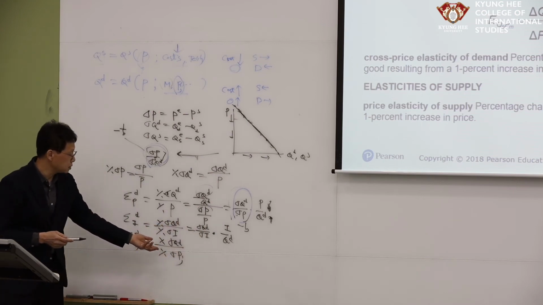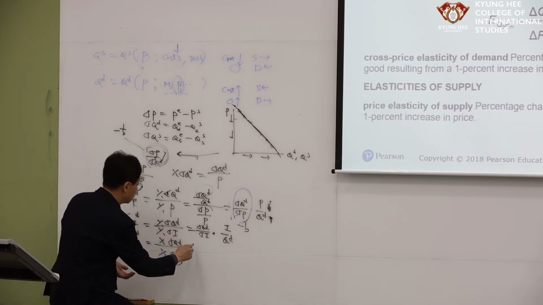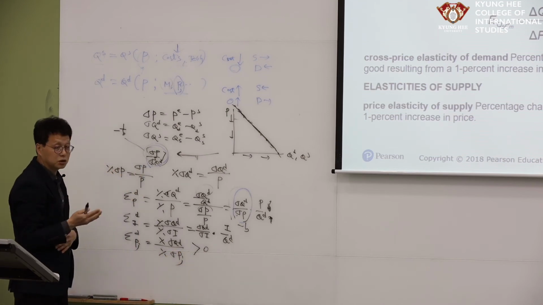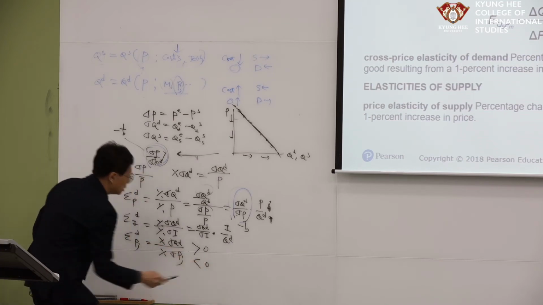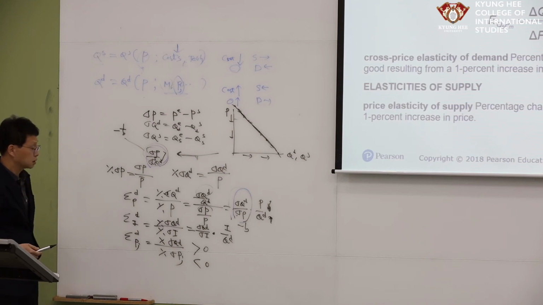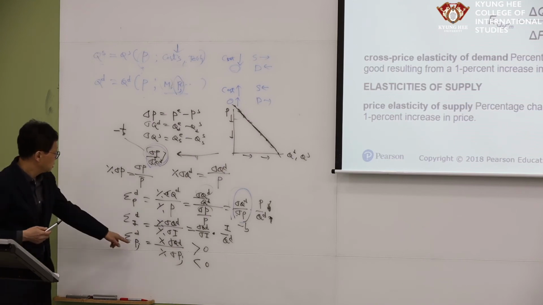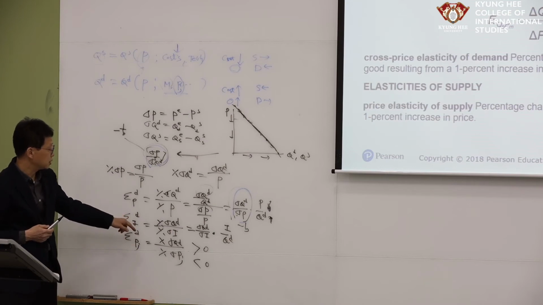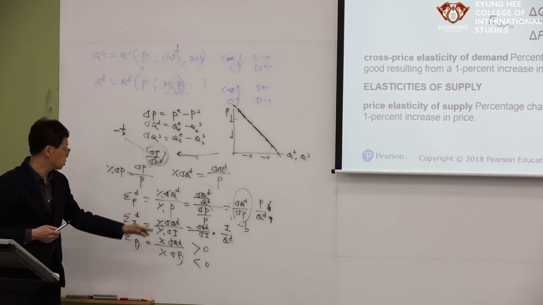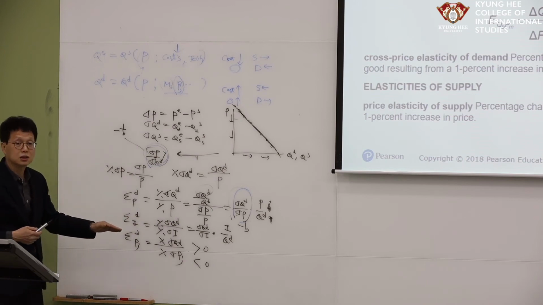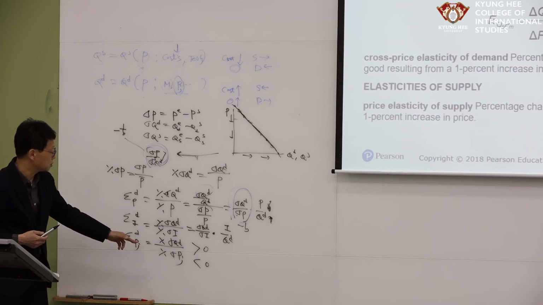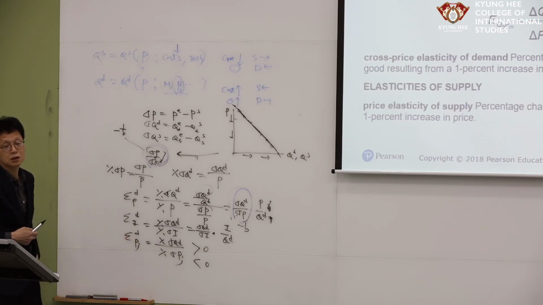If this is positive, then they are substitutes. We already studied the concept of substitutes, right? If this is negative, then they are complements, right? Think about it: as the price increases, the demand for coffee buns also decreases, like this. Then we say complements. That is the cross price elasticity of demand.